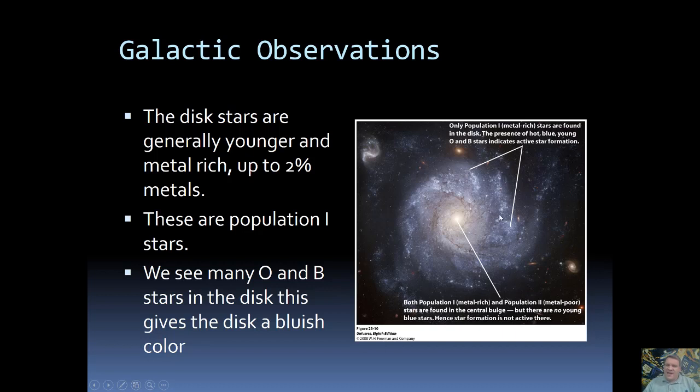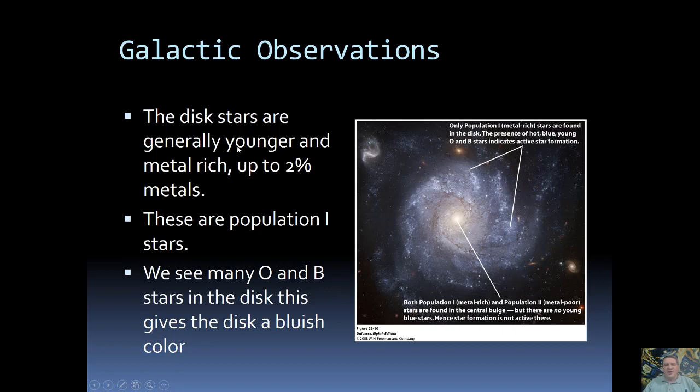But notice that out here in the disk, it is bluish in color. The reason that it is bluish is because of O and B type stars. Because there are a lot of those stars, and those are the ones that give off the most light, we get a bluish color to this region. As we look out in the disk, we find that these stars are generally younger and metal-rich. What we mean by that is up to 2% metals.